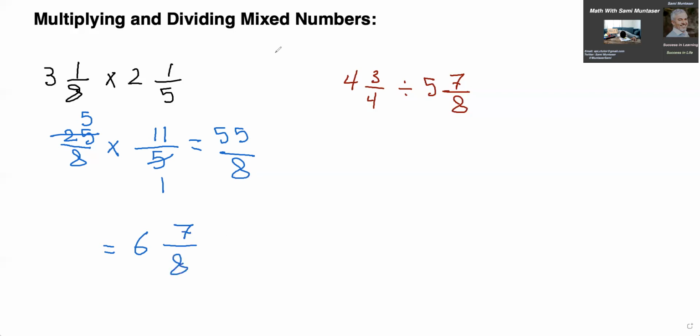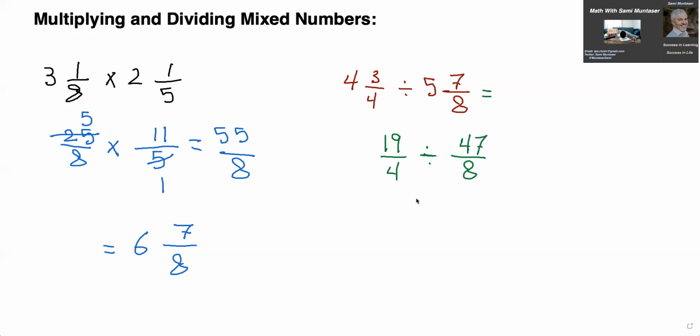Okay. How about the division? So the division right here, we change again to improper fractions. So 4 times 4 is 16 plus 3 is 19. So that's 19 over 4 divided by, as I said, the bottom stays the same. So you just write your 8 and then you go 5 times 8 is 40. 40 plus 7 is 47.